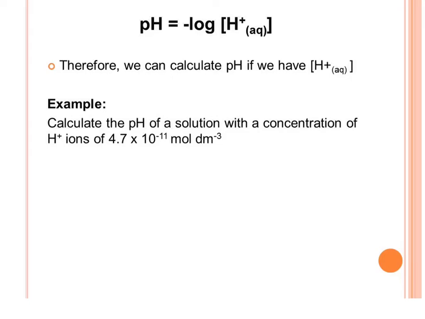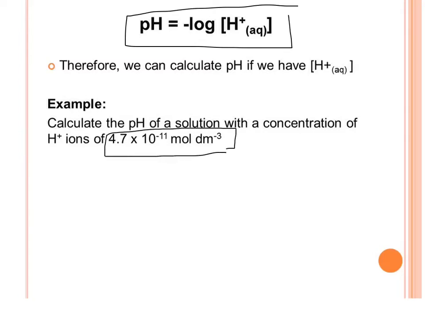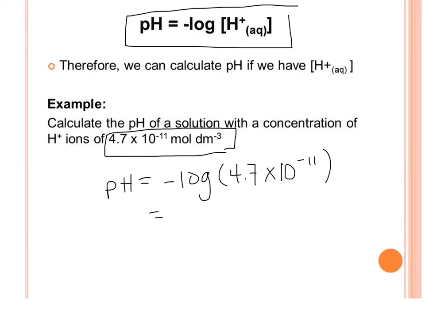pH is defined as the negative log of H plus. If we have the H plus concentration, we can calculate the pH. In this problem here, we're given an H plus concentration of 4.7 times 10 to the negative 11 moles per decimeter cubed. If we plug that into our equation, we're going to take the negative log of this number. That will give us a pH of 10.33.